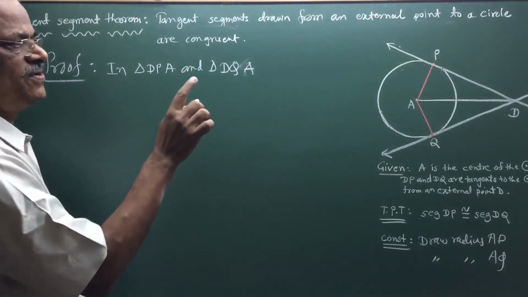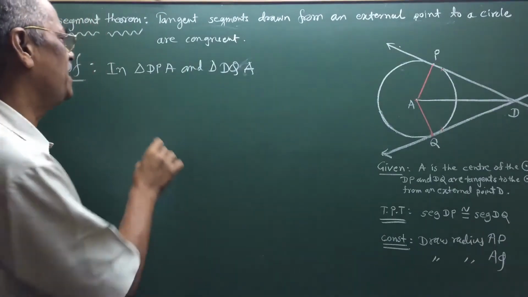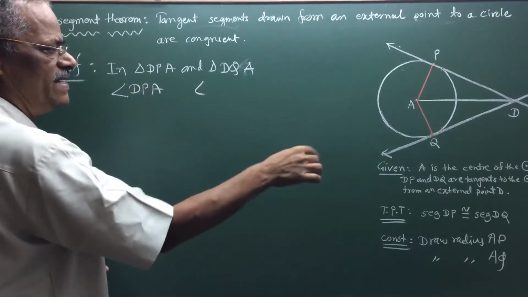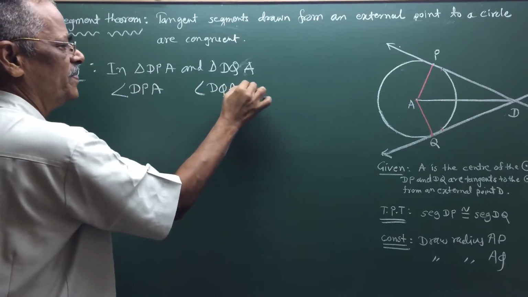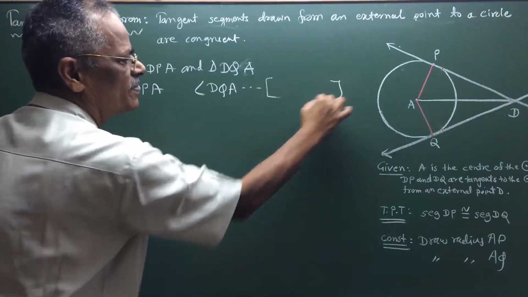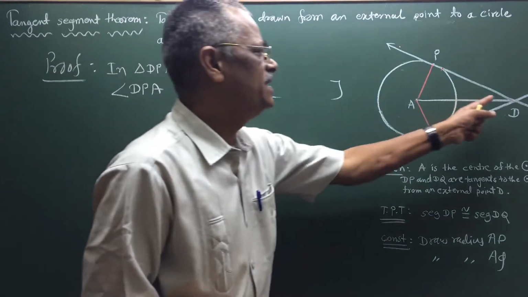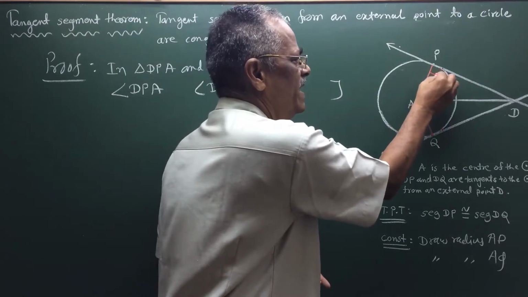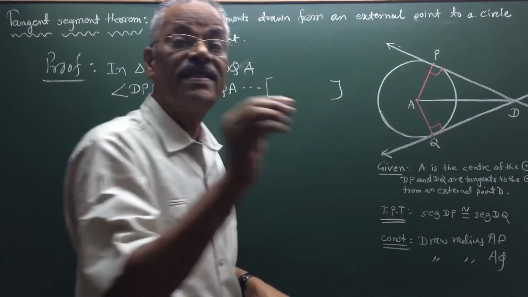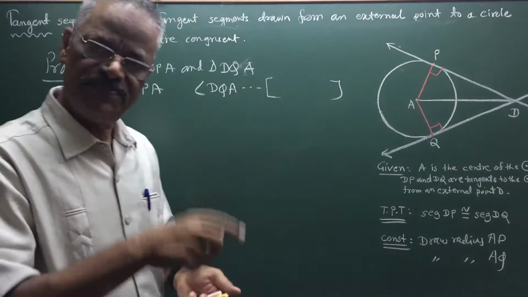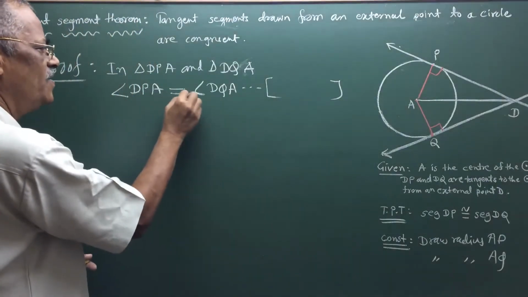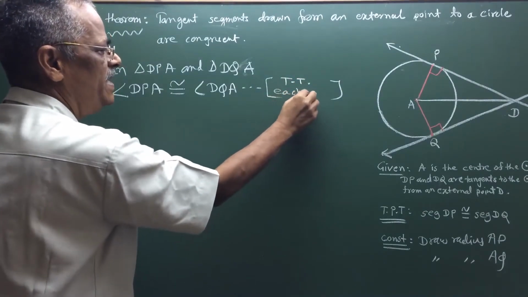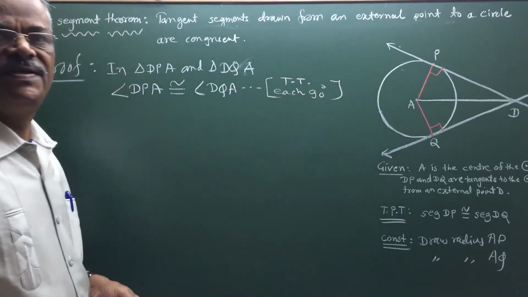What is the first observation? Tangents are given there. So observe angle DPA and angle DQA carefully. DP is a tangent, DQ is a tangent, and you know that by the tangent theorem, it is a right angle there. So they must be congruent. They are congruent by the tangent theorem. Each is 90 degrees.